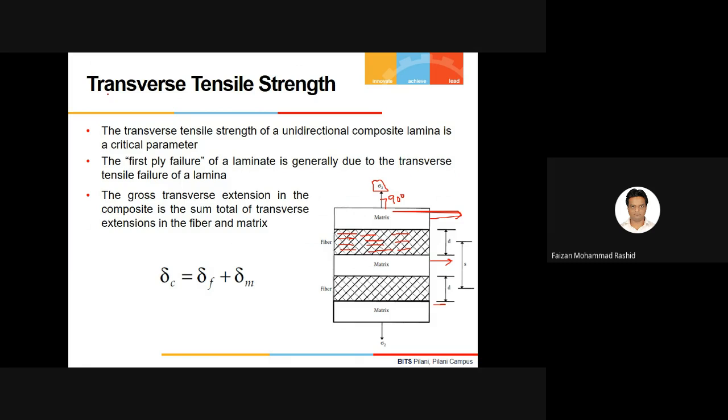So what is the strength of the composite material in this situation? The transverse is a critical parameter, and this is called first ply failure. This is going to be a bit important for us. First ply failure is like this. You see, if you plot the stress strain plot for a metallic material, how do you get it?